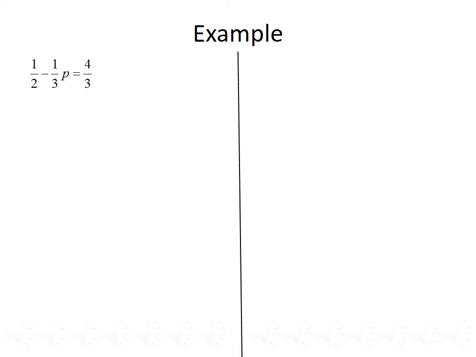The next thing we want to do is try to remove our fractions by multiplying by the least common multiple. So the denominators we have here are 2 and 3, which means that the least common multiple will be 6. We'll multiply the entire equation by the least common multiple of 6, so 6 times (1/2 minus 1/3 p) equals 6 times 4/3, and we simplify, which will give us 3 minus 2p, using the distributive property on the left-hand side, equals 8 on the right-hand side.